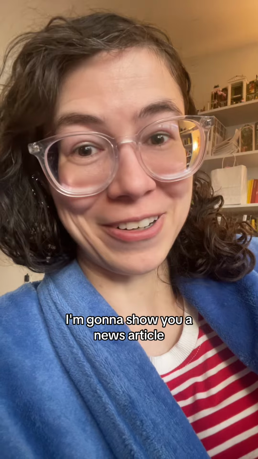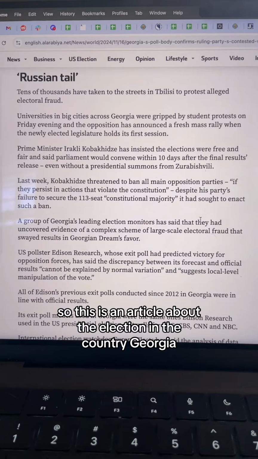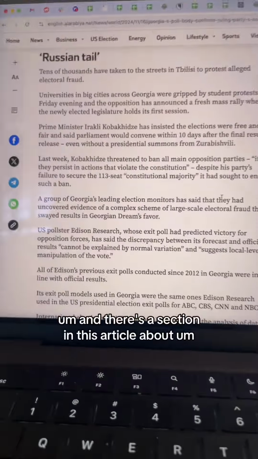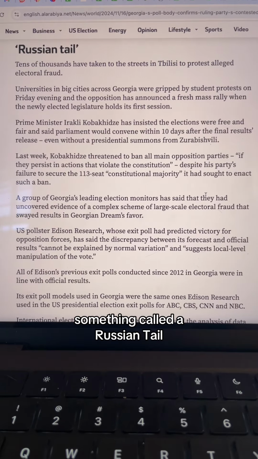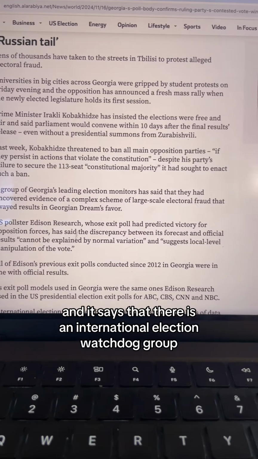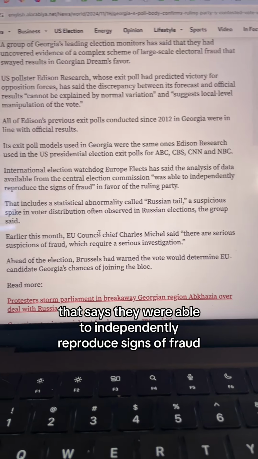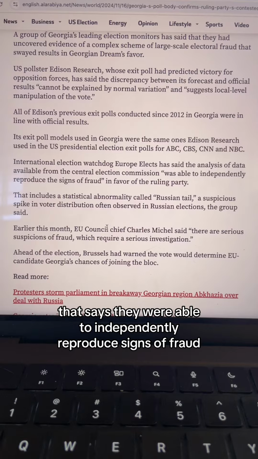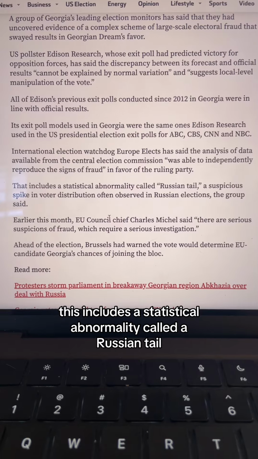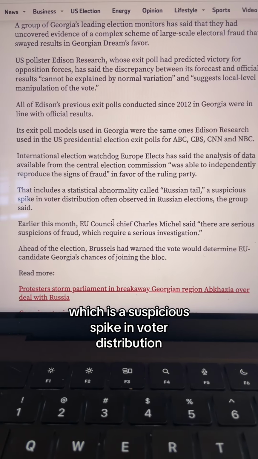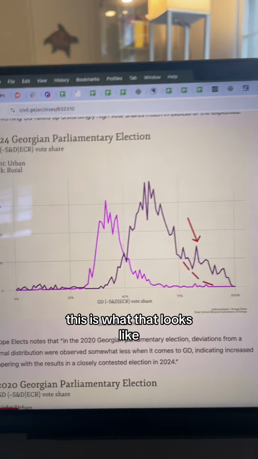I'm going to show you a news article. This is an article about the election in the country Georgia. There's a section in this article about something called a Russian tail. It says that an international election watchdog group was able to independently reproduce signs of fraud in the Georgian election. This includes a statistical abnormality called a Russian tail, which is a suspicious spike in voter distribution often observed in Russian elections. This is what that looks like.